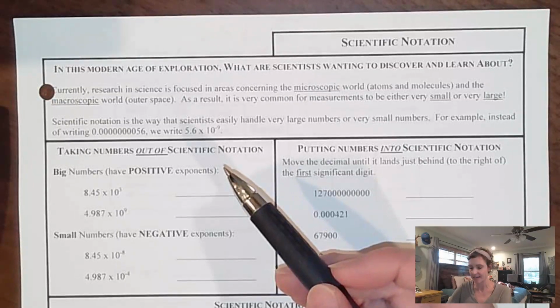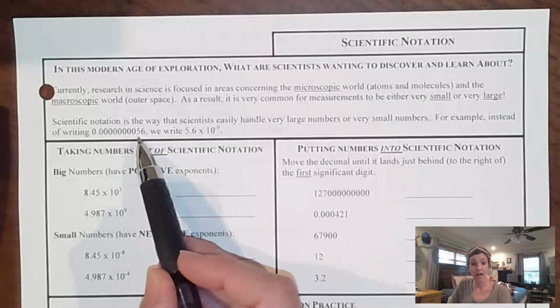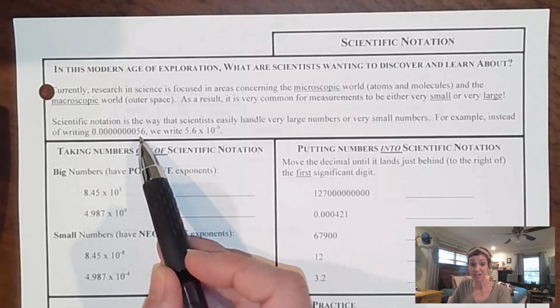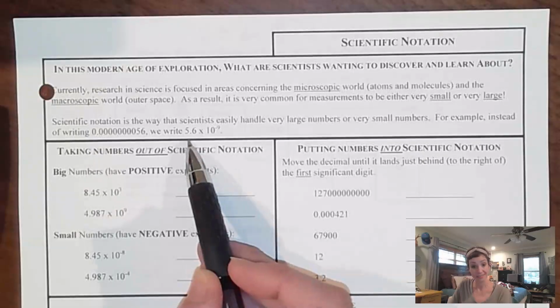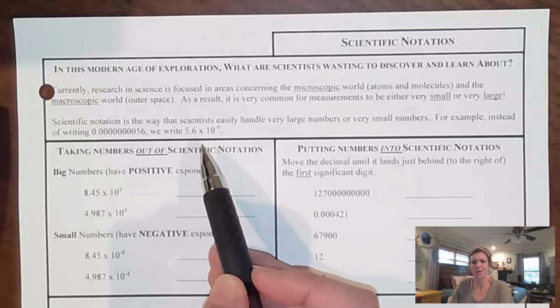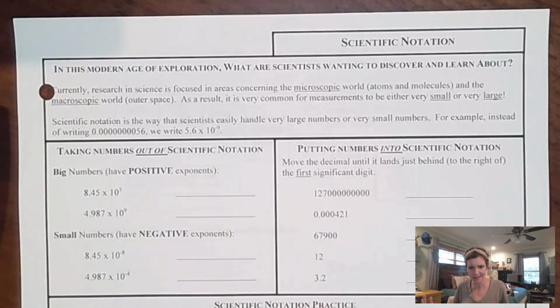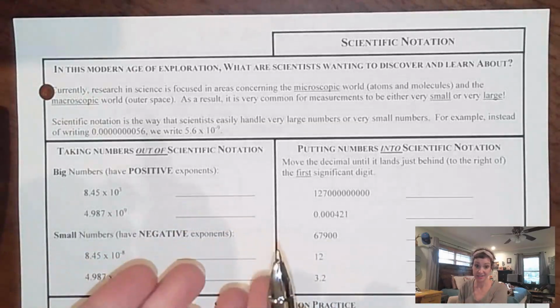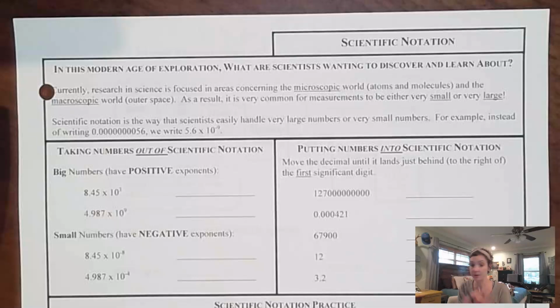For example, instead of writing, whoa, that's a lot of zeros, my hand is tired looking at that, we're going to write 5.6 times 10 to the negative ninth. So who determines that negative ninth here? That negative ninth in some way represents how many places you are moving the decimal to get from scientific notation into the original number.